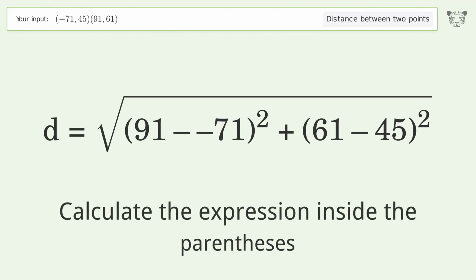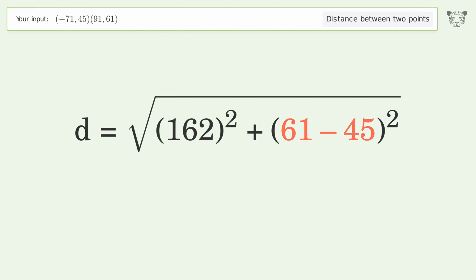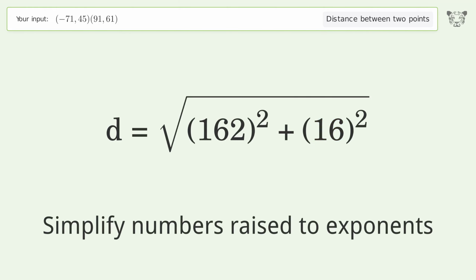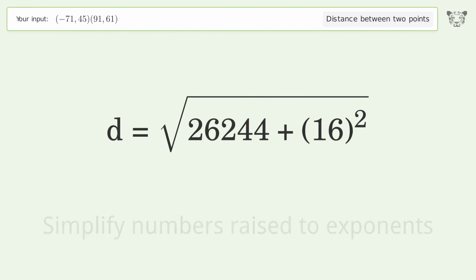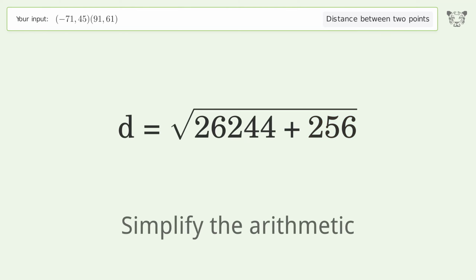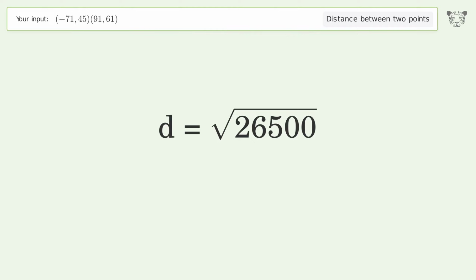Calculate the expression inside the parentheses. Simplify numbers raised to exponents. Simplify the arithmetic. And so the distance between the 2 points is the square root of 26,500, or 162.788.